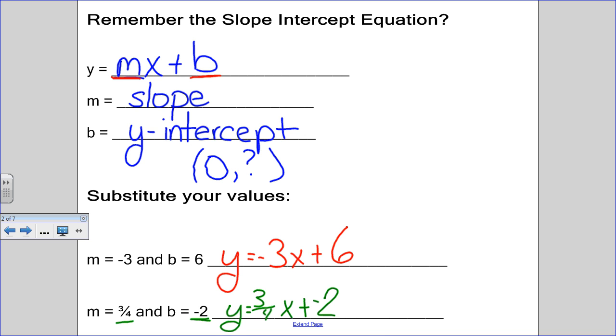Or you could write it as y equals 3/4 x minus 2. Either of those are okay. If you would like to say plus -2 so you can remember, that's fine with me. If you would like to just write it as x minus 2, that's okay as well.